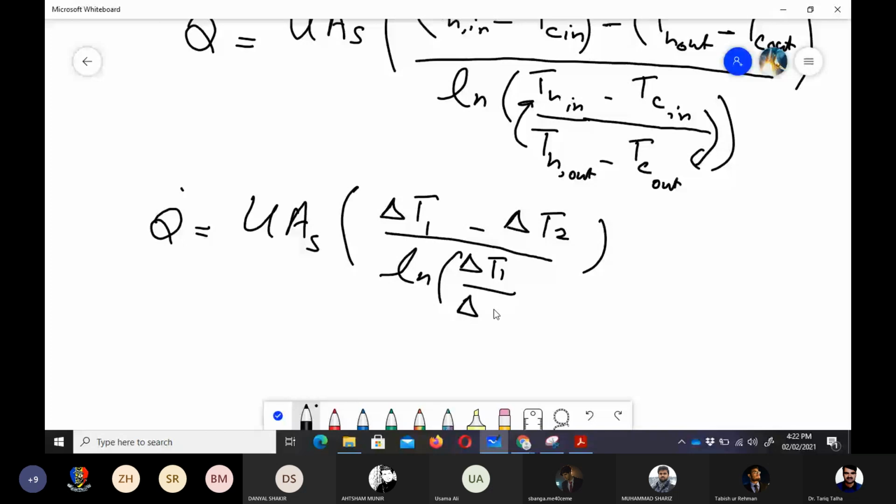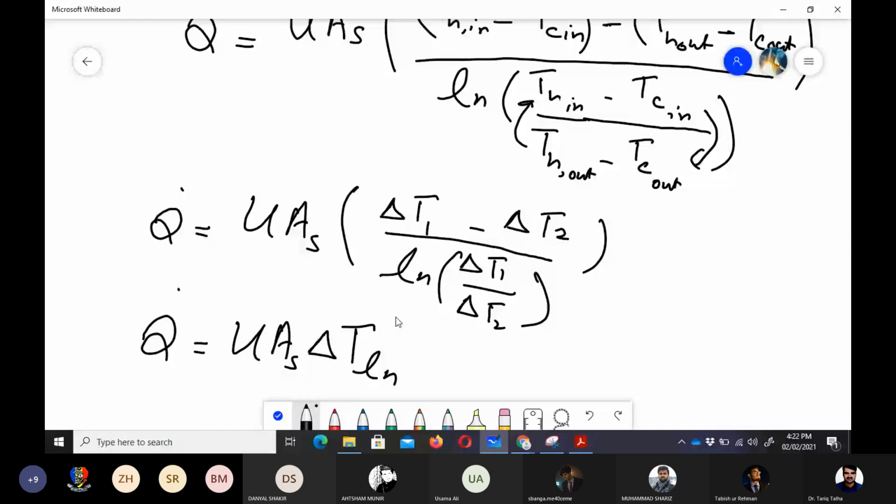And this thing is called UAS into delta T logarithmic. That's why the name of this method is log mean temperature difference, because we are talking about the log mean, not the simple mean. We derived it for the parallel flow arrangement, but the same relation can be derived for the counter flow arrangement.